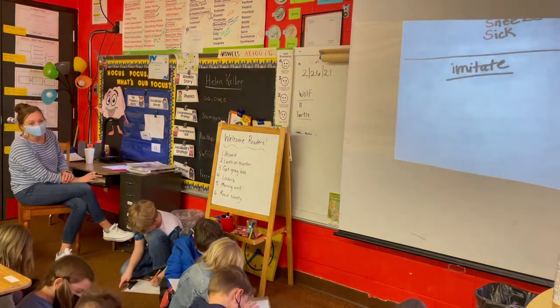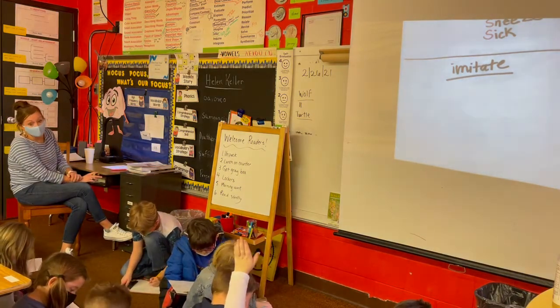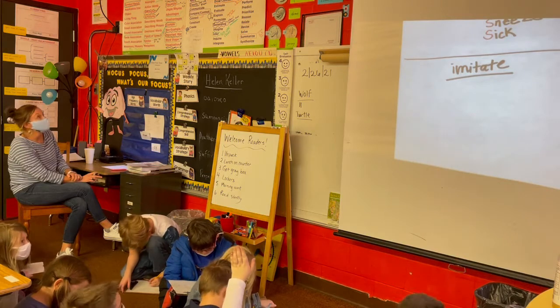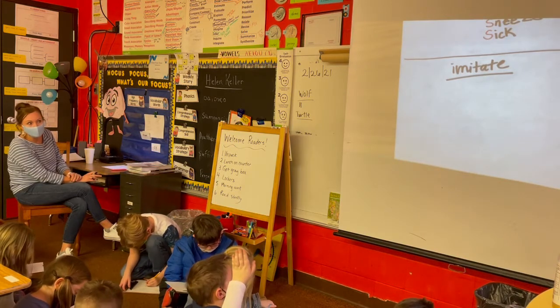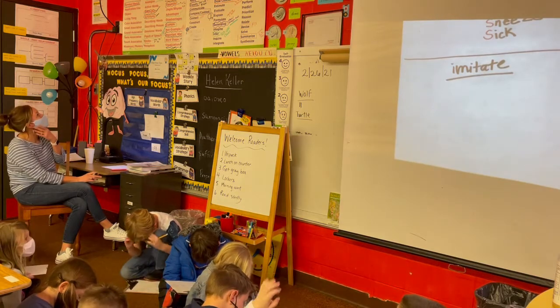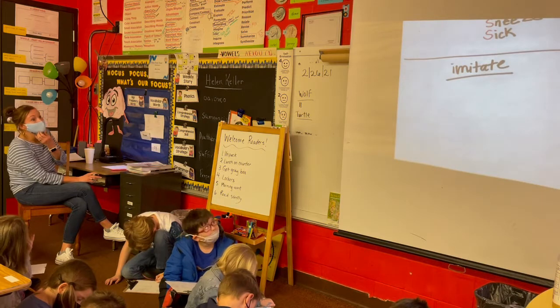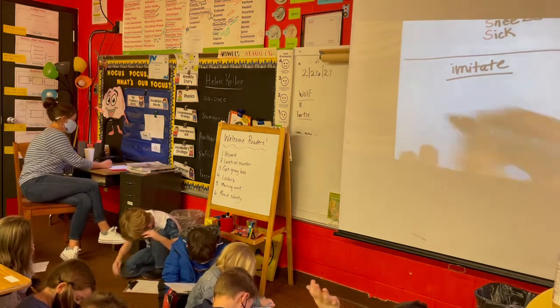Imitate. You could do synonyms for this. You could do a word shape with this. Word shape is how you write the letters to show that you know what it means. Let's see. You could do an analogy. I'm going to do an analogy.